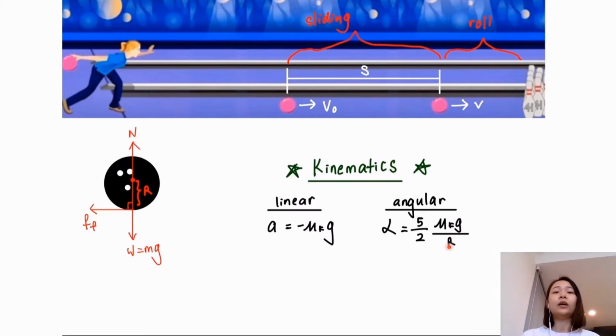Finally, we are left with two equations. The linear acceleration is a equals negative coefficient of friction times g, and the angular acceleration is alpha equals 5 over 2 times the coefficient of friction times g over R. That's all from me.